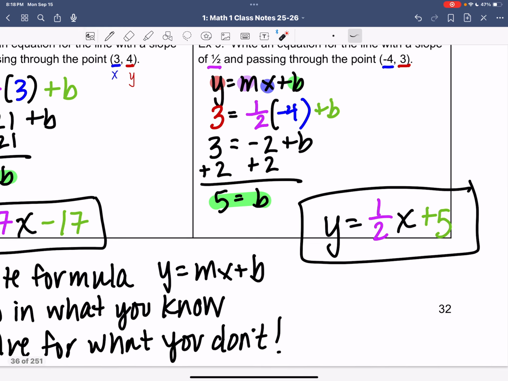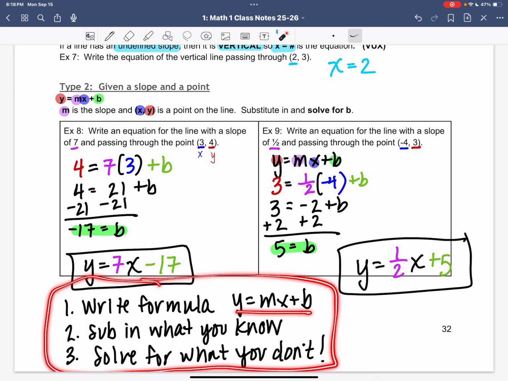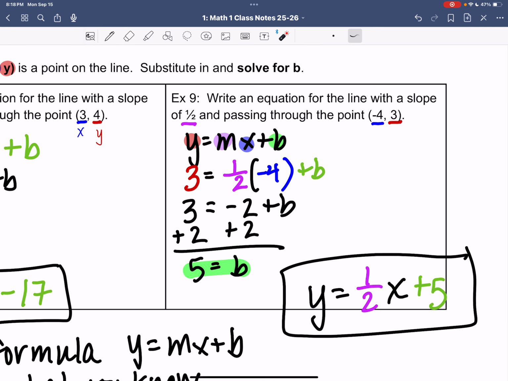One of the things I wrote on here is how I think about it: you write the formula y equals mx plus b. Substitute in what you know. In this case, we know m, x, and y, and solve for whatever you don't. So let's do that here. Let's label. I know this is m, I know this is x, I know this is y.